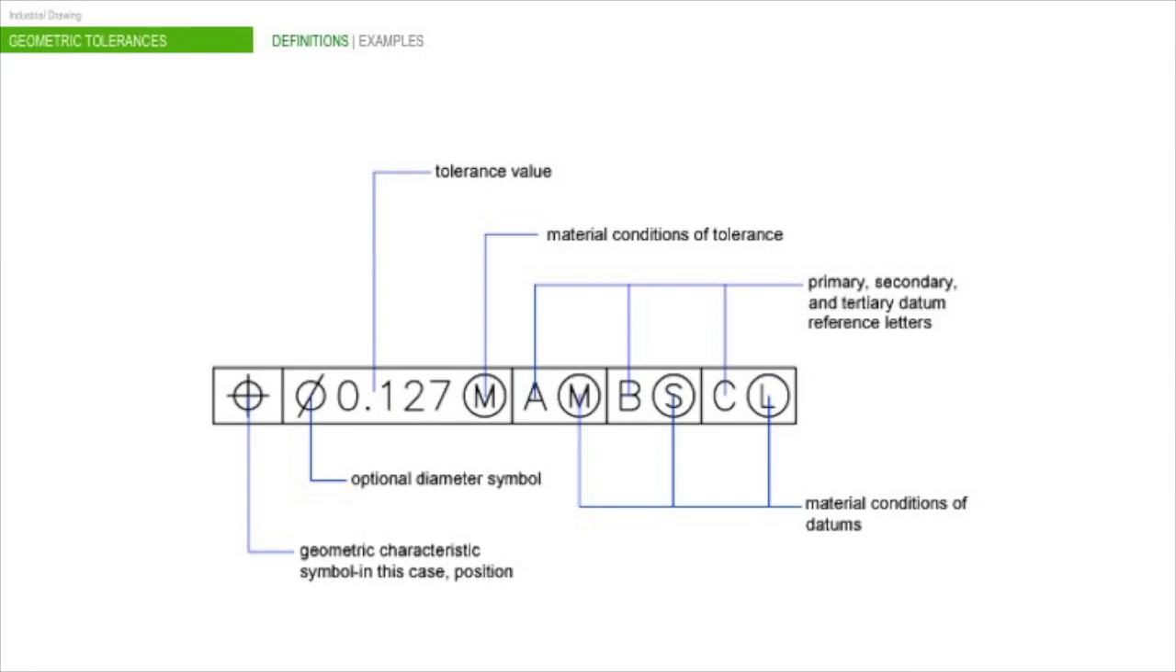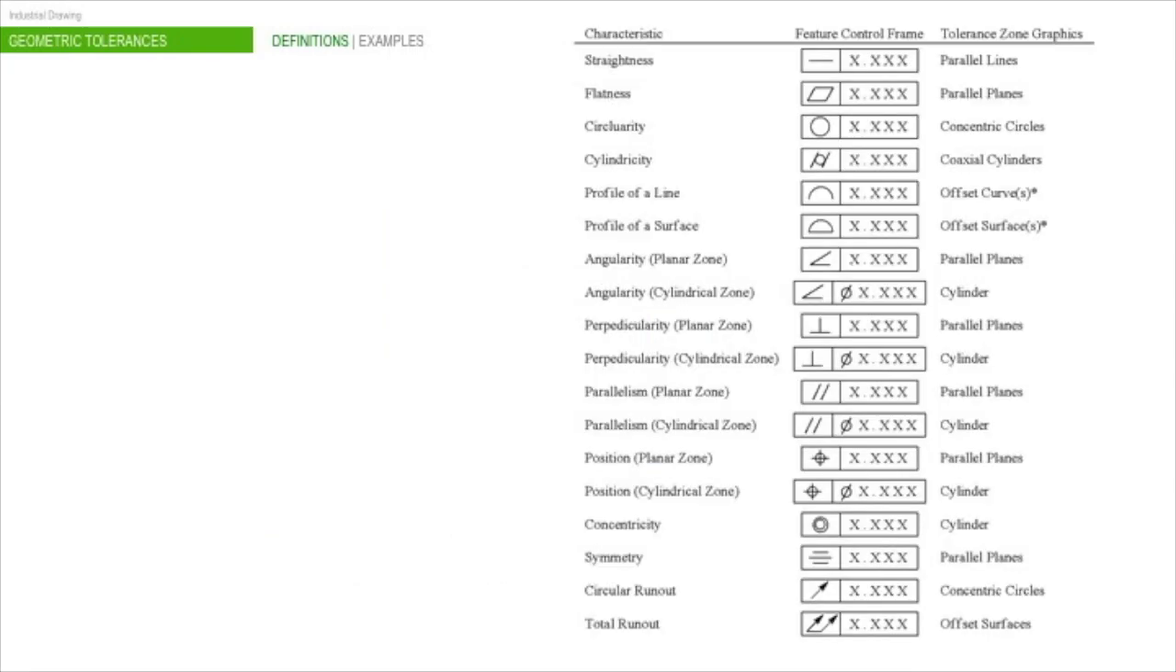The main part is the feature control frame, which is divided into compartments. The first one contains the type of geometric characteristic, such as true position, profile, orientation, and so on. The second compartment contains the tolerance. The remaining compartments contain the datum planes or axes in the proper sequence. There are different types of characteristics and we'll go in depth later.